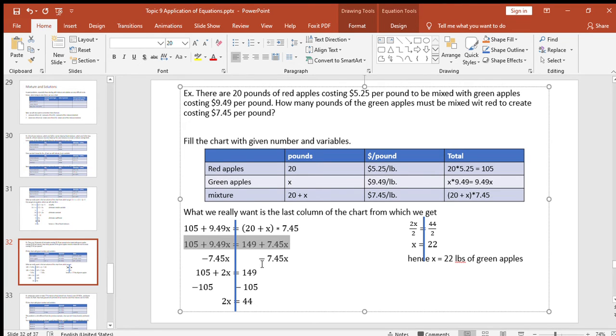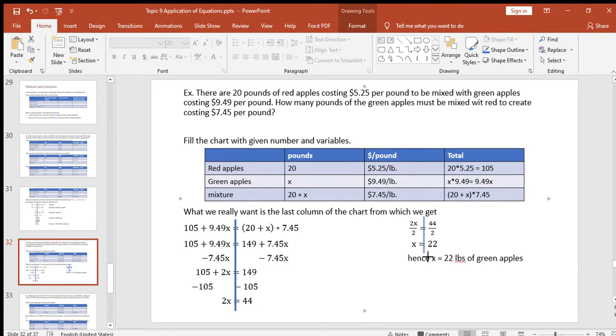Now we eliminate the smaller variable. In this case, it's 7.45x. So subtract both sides by 7.45x. And you're going to be left with 105 plus 2x is equal to 149. Now eliminate the constant, since we want x by itself. We want to get rid of the constant 105 by subtracting 105 on both sides. And you're going to get 2x is equal to 44. Divide both sides by 2, and you're going to get x is equal to 22.